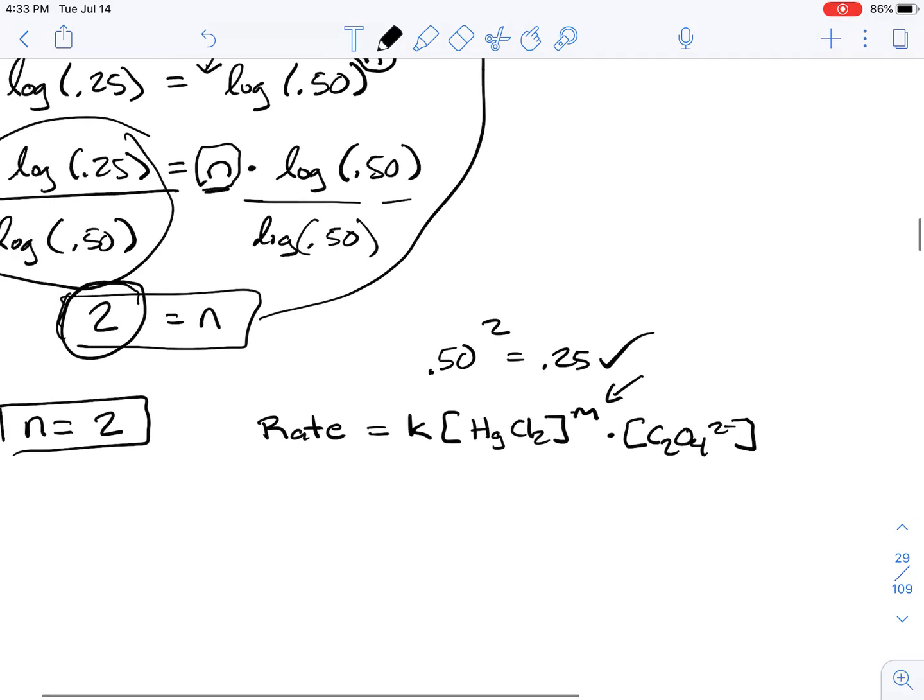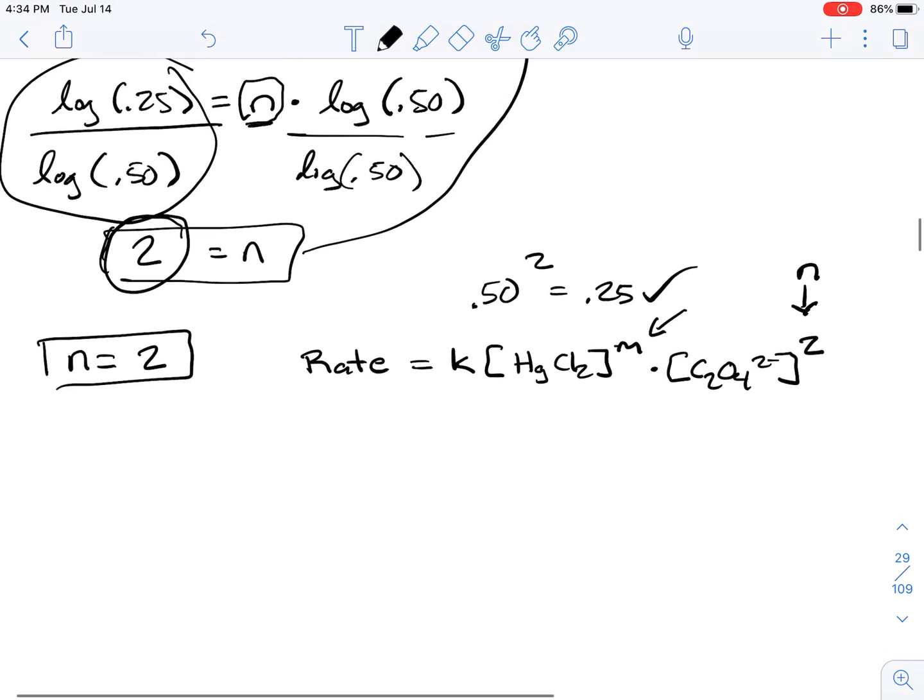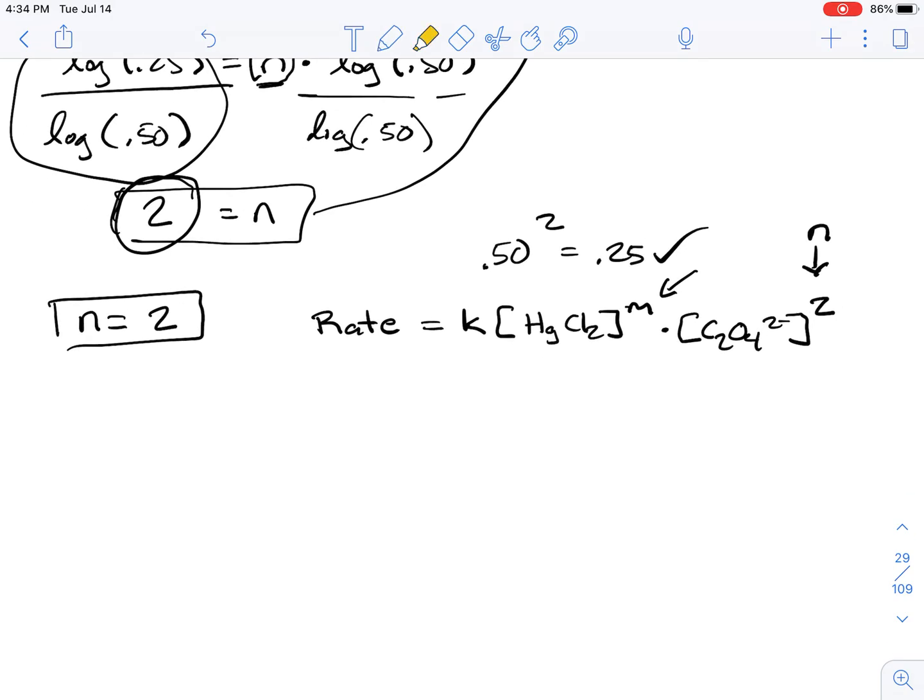And now that we know the value for n, which is 2, we're going to put 2 as the exponent for n. So this is telling us that oxalate follows second order kinetics. And so we're not done yet. We need to figure out what m is, and then we also need to figure out what K is. But for us to figure out K, we need to solve for m.